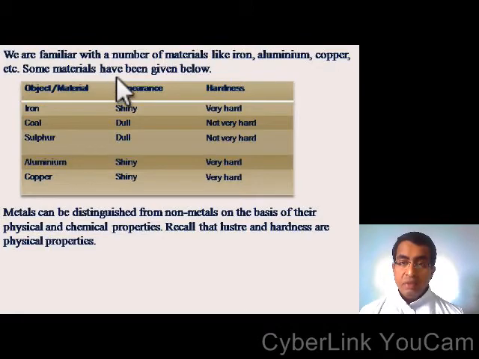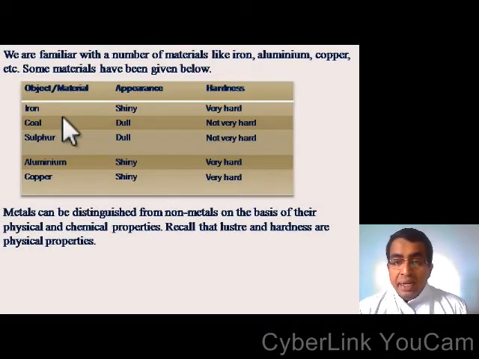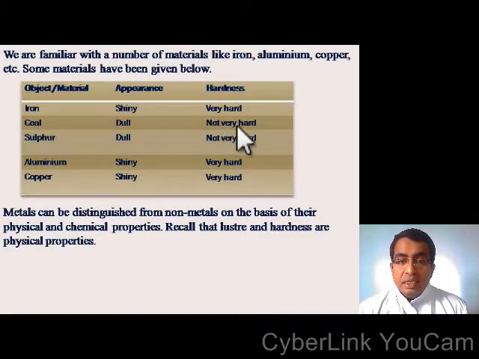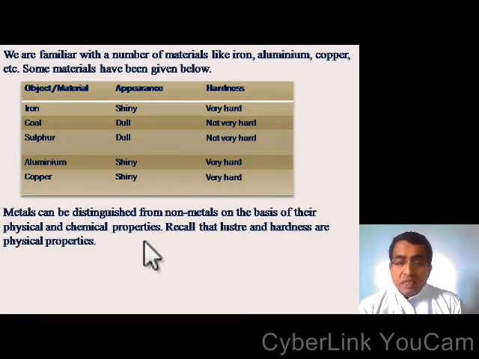We all are familiar with a number of materials like iron, aluminium, copper, etc. Some materials have been given below. So the iron, the appearance is shiny, it is very hard. Coal appearance is dull, it is not very hard. Sulfur is dull, not very hard. Aluminium is shiny, very hard. Copper is shiny and very hard. So metals can be distinguished from non-metals on the basis of their physical and chemical properties.